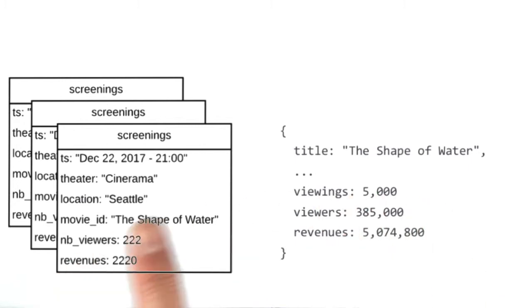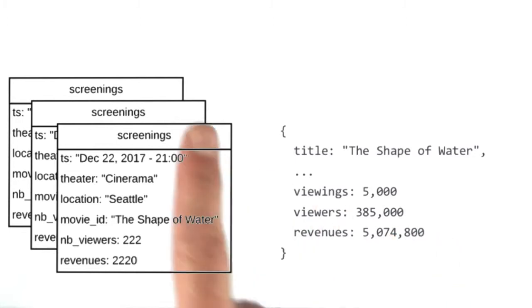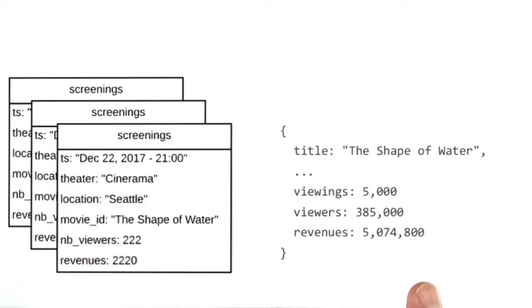So instead of summing those screening documents to display the total viewers and sales every time someone accesses the movie, we are better off keeping the information in the document and updating it every time we get a new screening document. We don't have to keep the screenings once the calculation is done. However, they allow us to regenerate the sums if needed, or give us the ability to do more analytics.